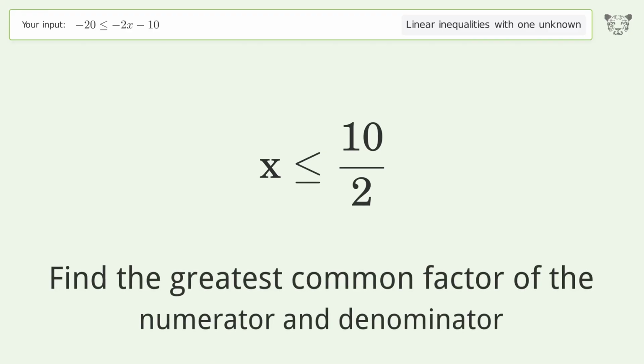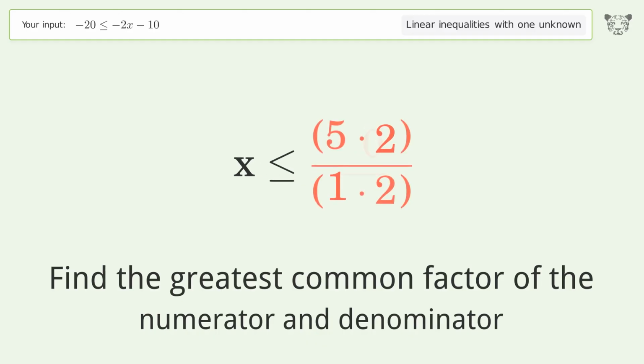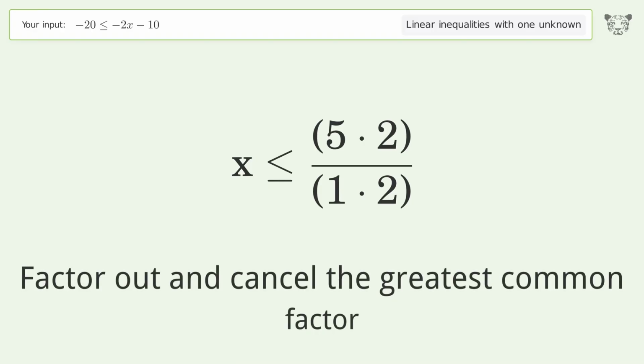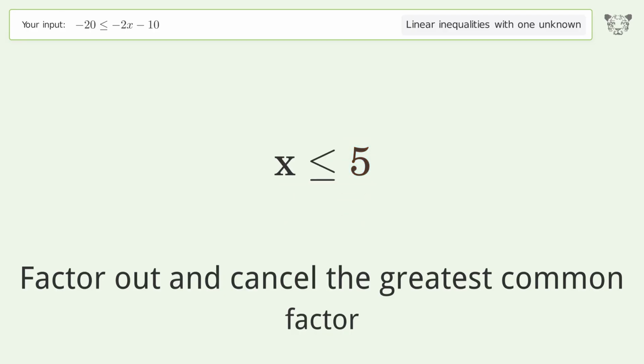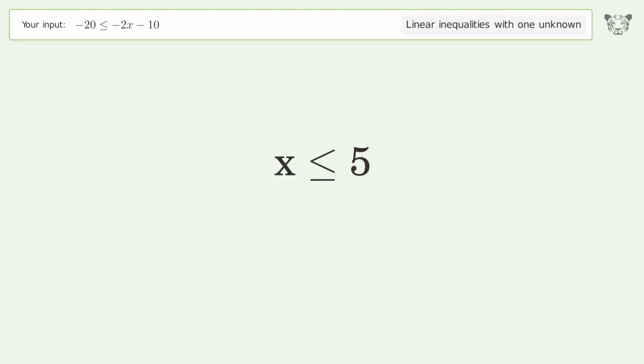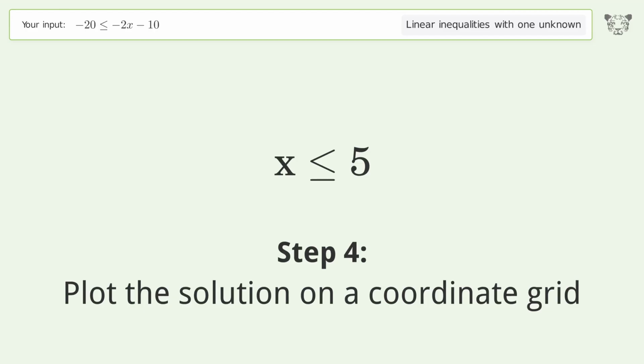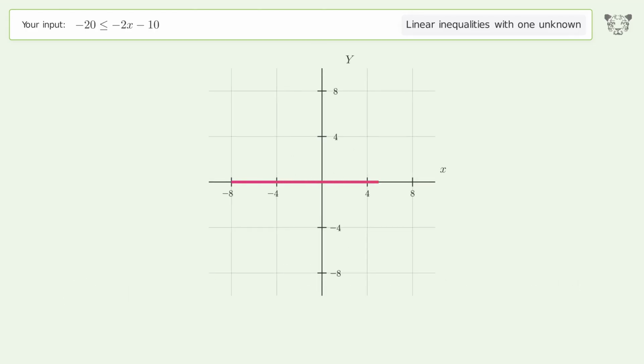Find the greatest common factor of the numerator and denominator. Factor out and cancel the greatest common factor. Plot the solution on a coordinate grid. And so the final result is x equal or smaller than 5.